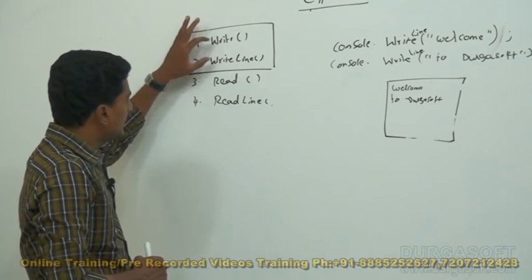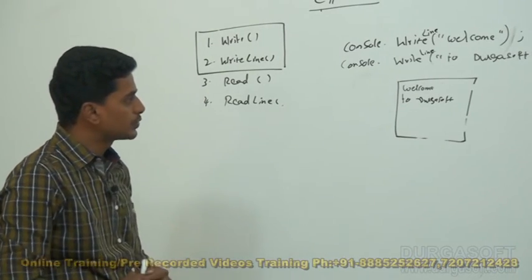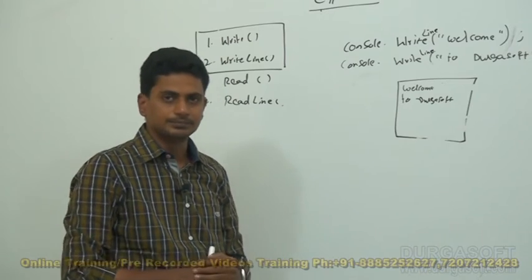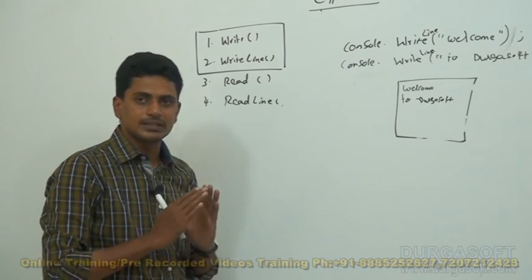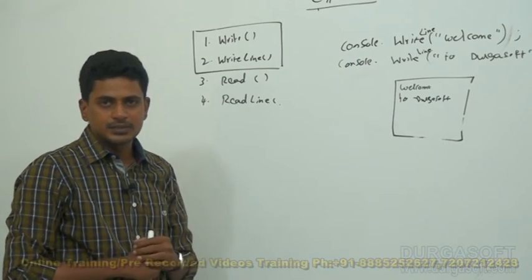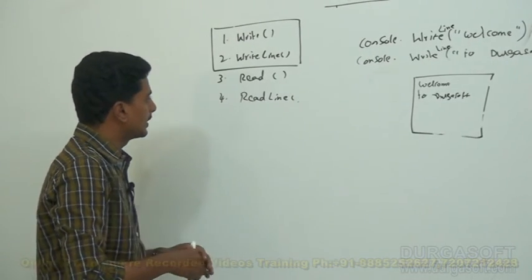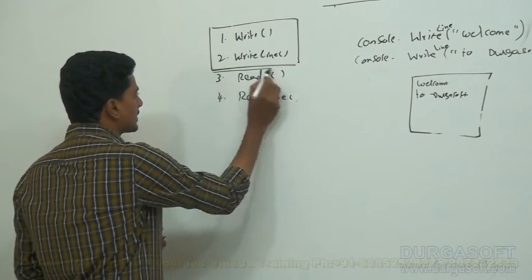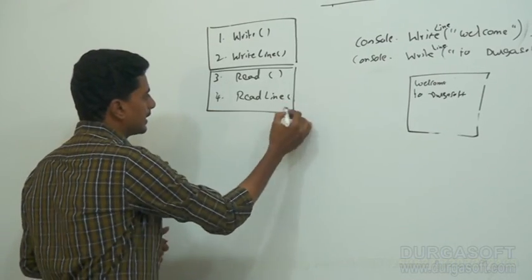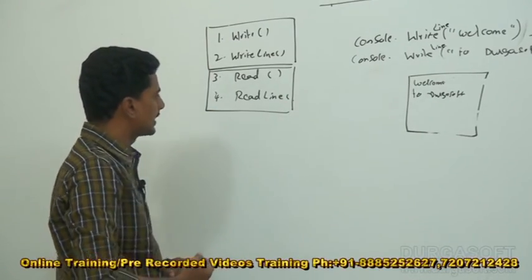So these write and write line methods are both used to display the statement onto the screen. Write is used to display within the same line, and the write line method is used to display line by line. We'll see this practically, but before that we'll discuss the read and read line methods. What is the read and read line method?